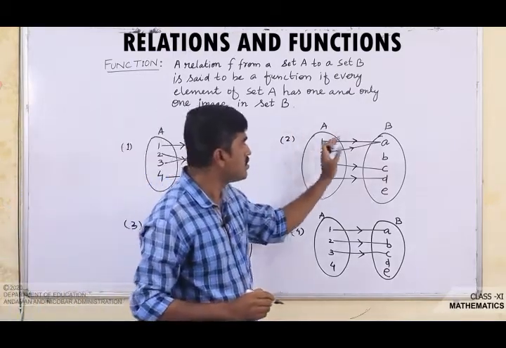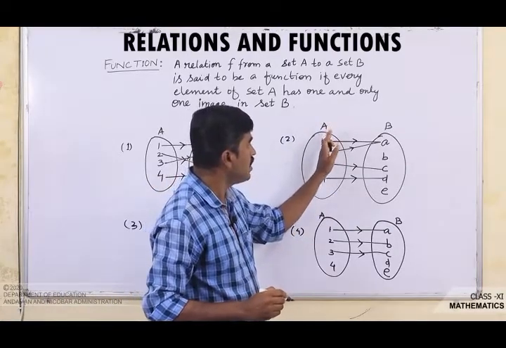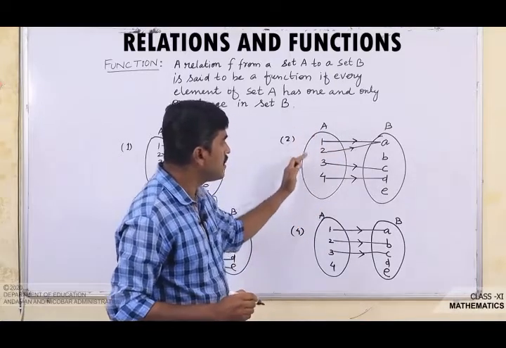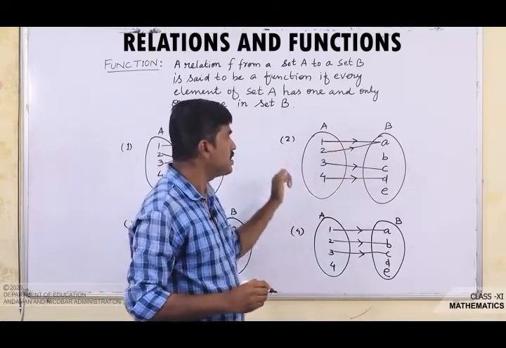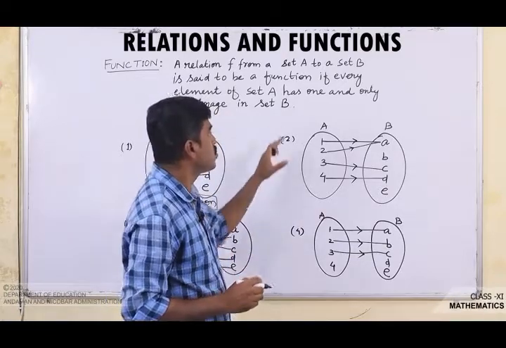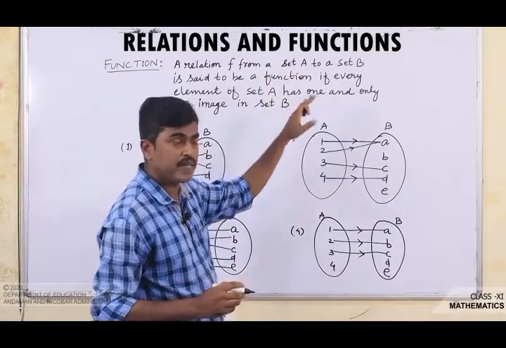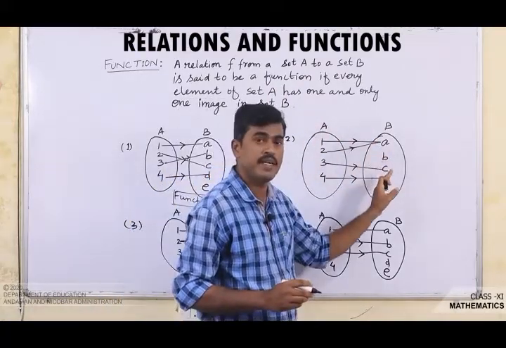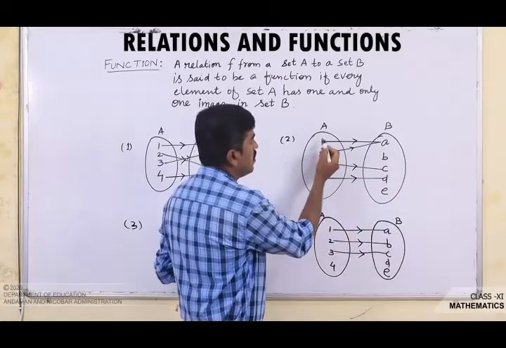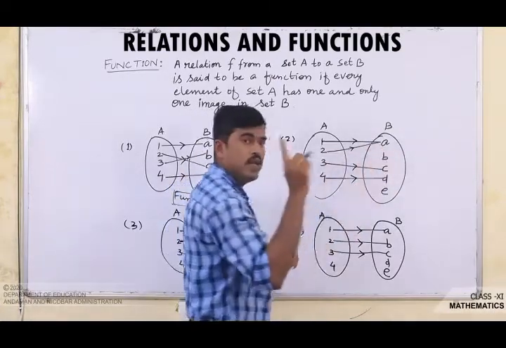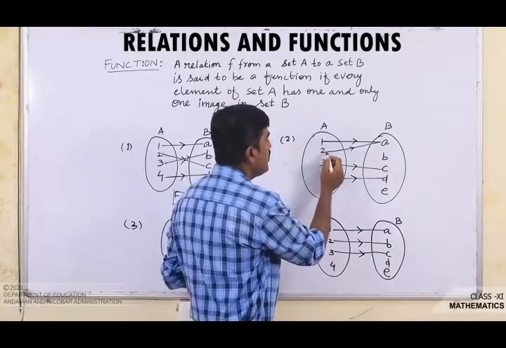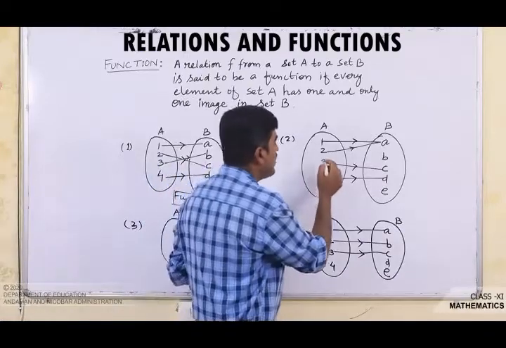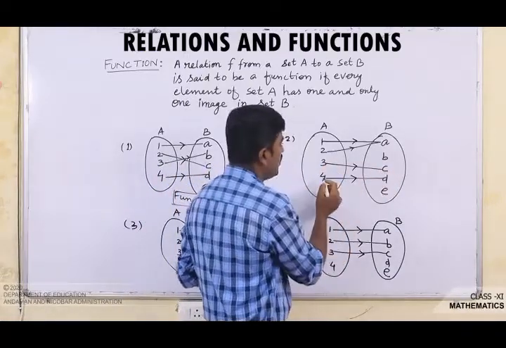Okay, every element of the set A has one and only one image in set B, so it is a function. Now come to this relation, the arrow diagram for a relation from A to B. Whether the relation from A to B is a function or not. What is the condition for a relation to be a function? Every element of this set A has one and only one image in set B. Now check. The image of 1 is A, only one image. The image of 2 is A, 2 also has only one image. The image of 3 is C, and the image of 4 is D.